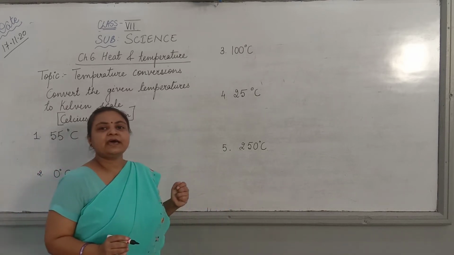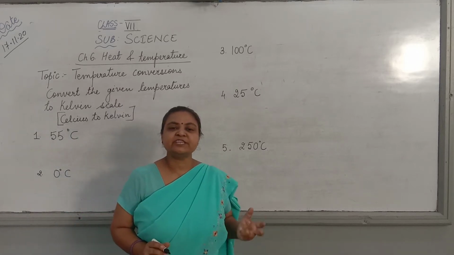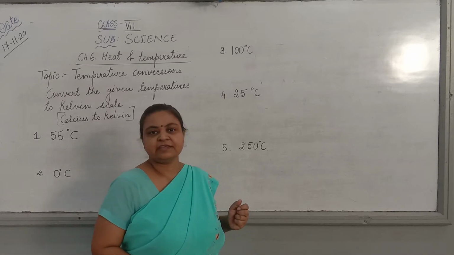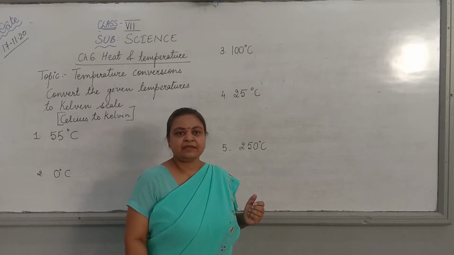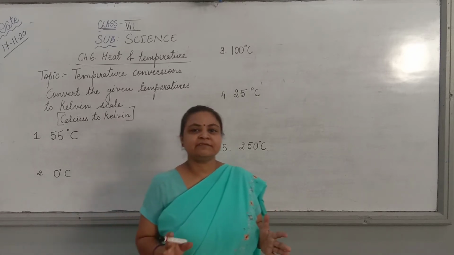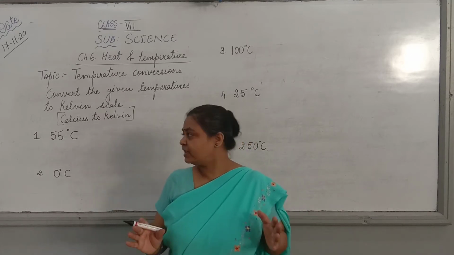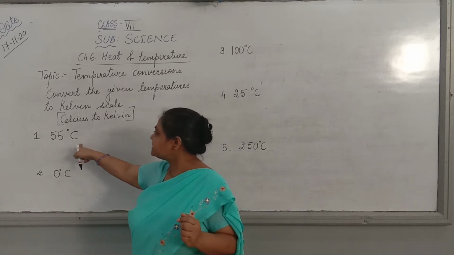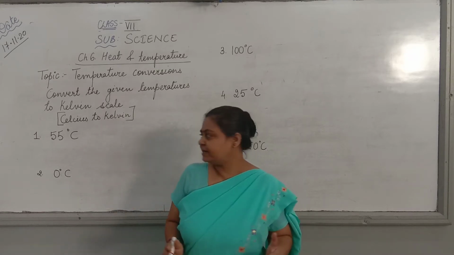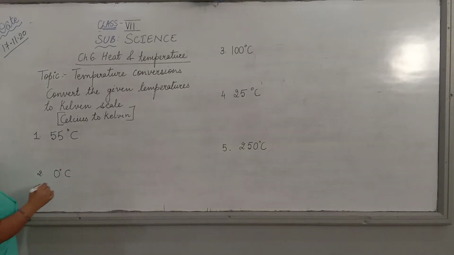Now, yesterday I had discussed with you that the absolute zero in Kelvin scale is minus 273 degree Celsius, and that means there is a difference of 273 between Celsius and Kelvin. So when we will try to convert Celsius to Kelvin, we need to add 273. Right? So let us try with these examples.